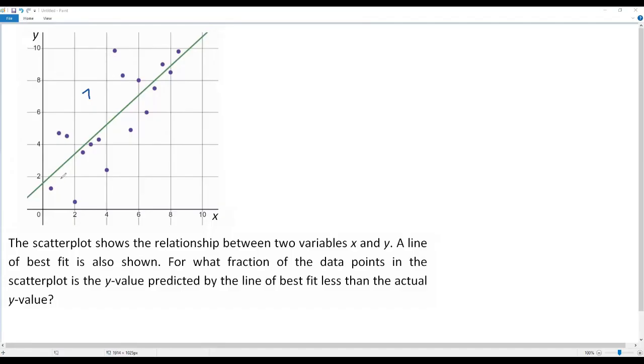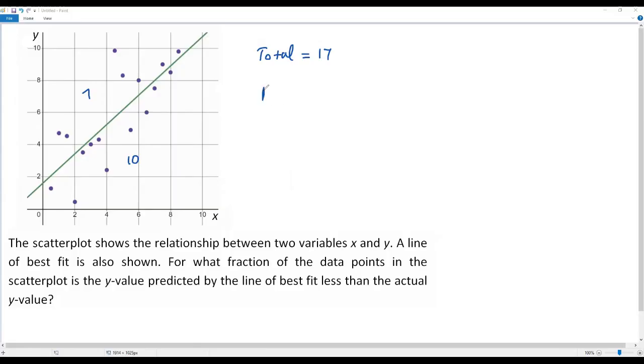Okay, now let's count the number of data points below the line of best fit. 2 positive 3 is 5, 6, 7, 8, 9, 10. There are 10 data points below the line of best fit. Okay, then the total number of data points in the scatter plot is 7 positive 10, that is 17. Okay, now in these 17 total points, we have to find the number of points where the predicted y value is less than the actual y value.